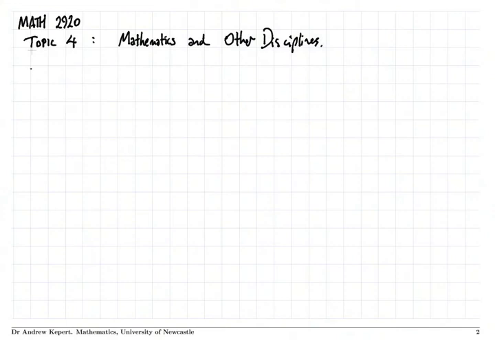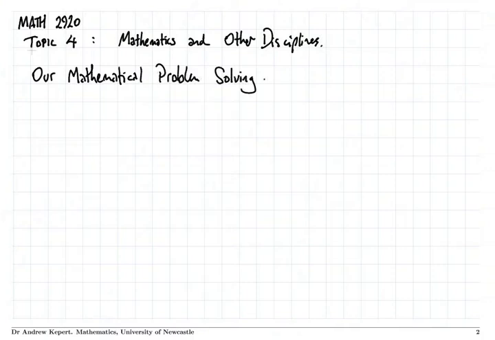Math 2920, Topic 4, Mathematics and Other Disciplines. Here we look at how mathematics can contribute to understanding things other than mathematics.